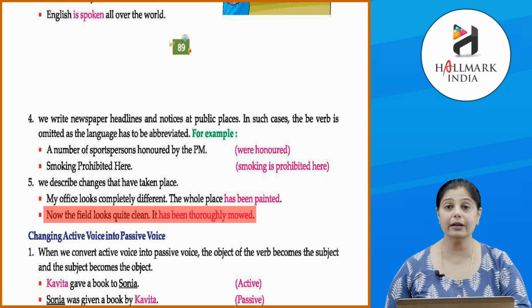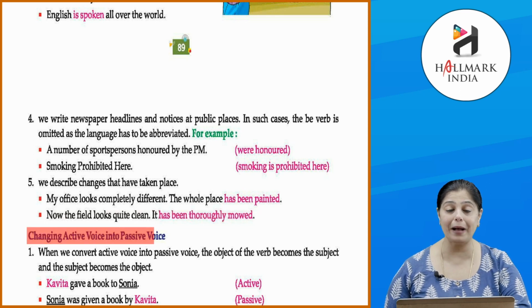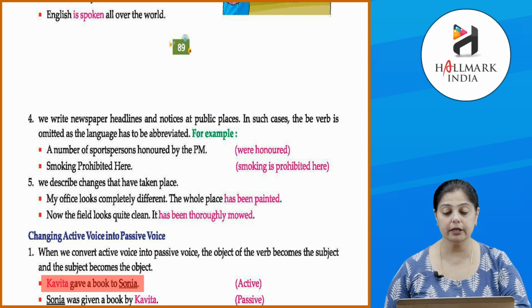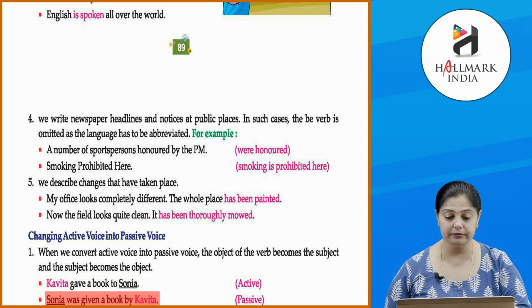Okay? Now, let's look at how we change active voice into passive voice. When we convert active voice into passive voice, the object of the verb becomes the subject and the subject becomes the object. Okay? Kavita gave a book to Sonia. ये होता है active में. अब passive में बन जाएगा Sonia was given a book by Kavita.